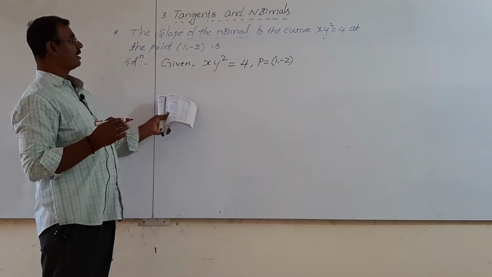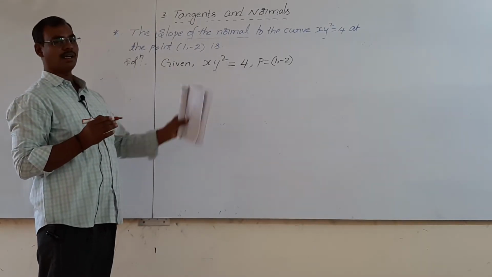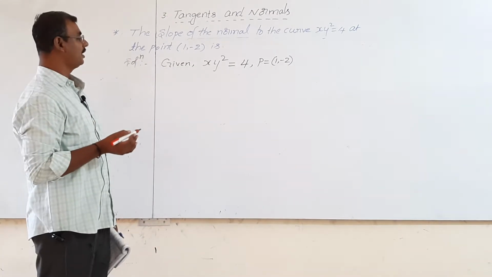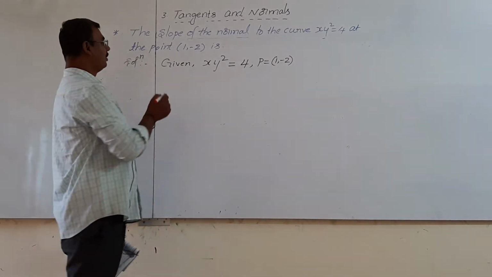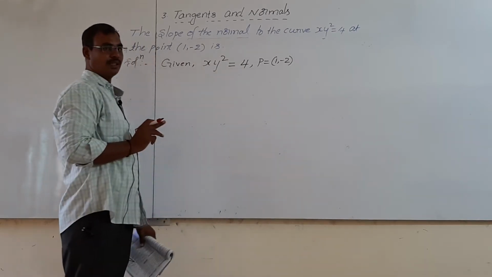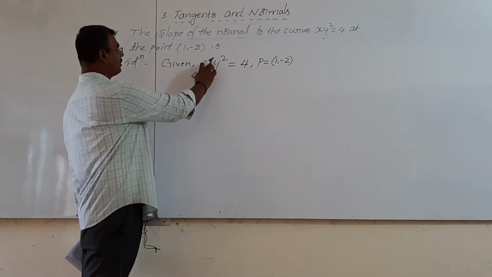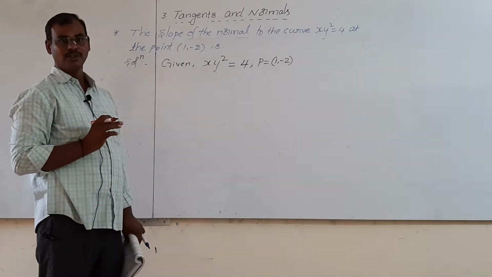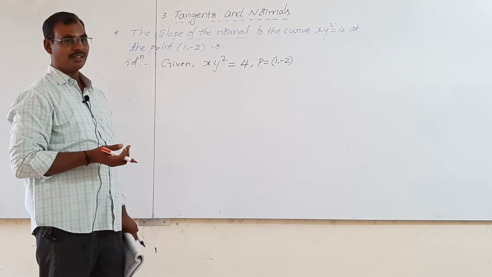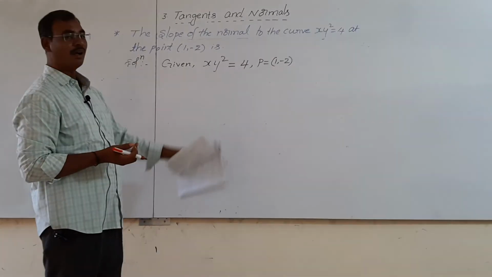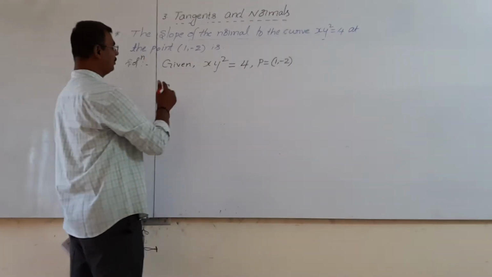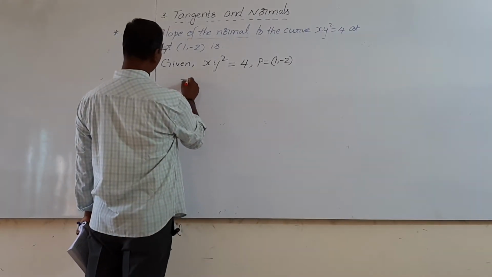To find the slope for a curve, what to do? We apply the differentiation method. Observing how many terms are there? 2 terms. In between, what is the symbol? Into. So which rule is applicable? Product rule. Applying the product rule. So what is the product rule?